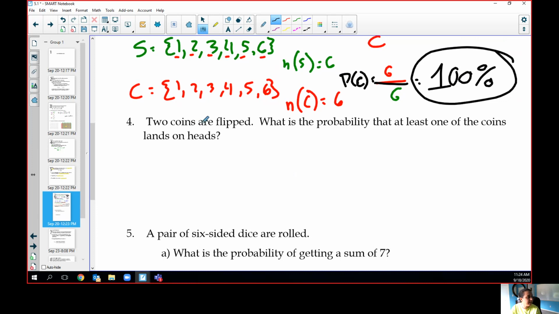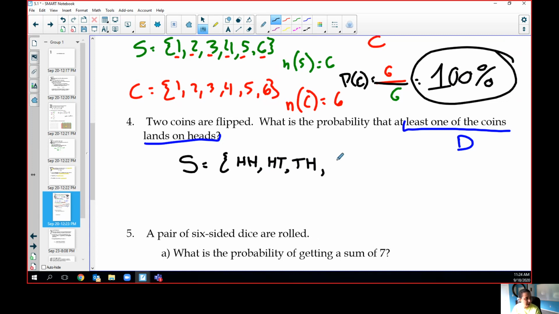So this next one: if 2 coins are flipped, what is the probability that at least one of the coins lands on heads? I'm just going to keep on going down the alphabet. At least one coin landing on heads, that's going to be my event D. And then I have to remember that my sample space for flipping 2 coins is heads heads, heads tails, tails heads, and tails tails.